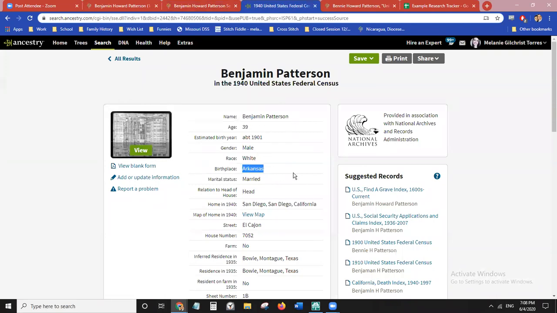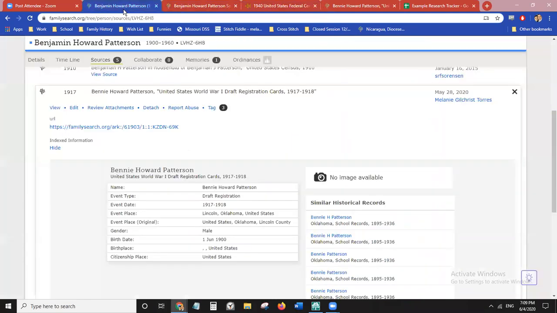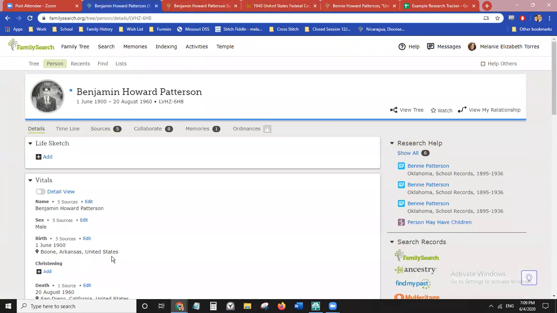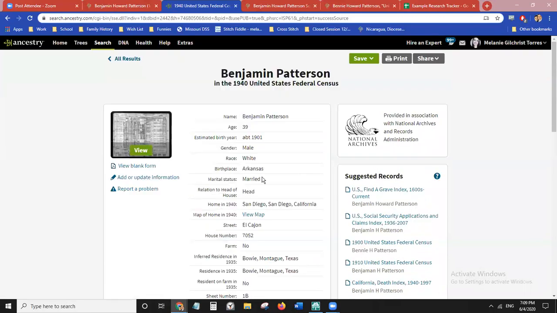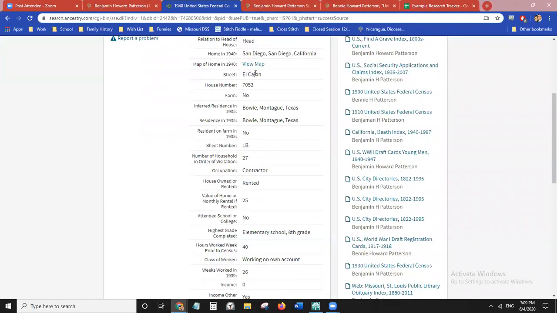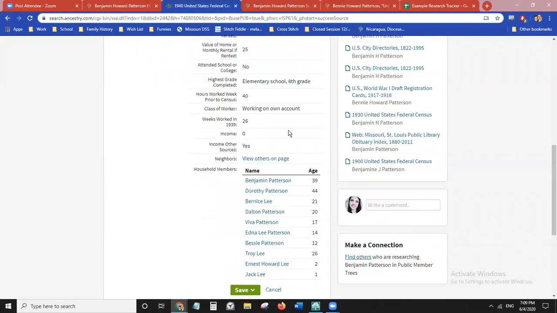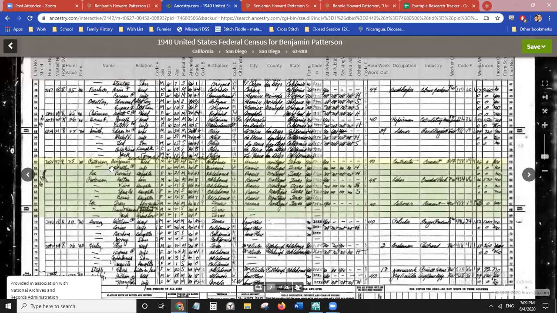So remember, we always want to look at the image of every record that we can. This is the closest match we found in the 1940 census. We have a Benjamin Patterson who was born in Arkansas, which matches what information we have for him. He was born about 1901, which matches the same year. He's married, he lives in San Diego, and he's got this whole big family right here. So let's look at the image and see what other information there is and make sure that this looks like a real good match.